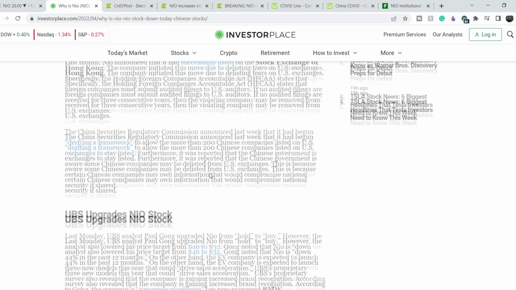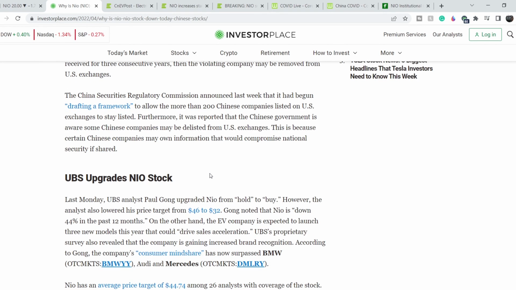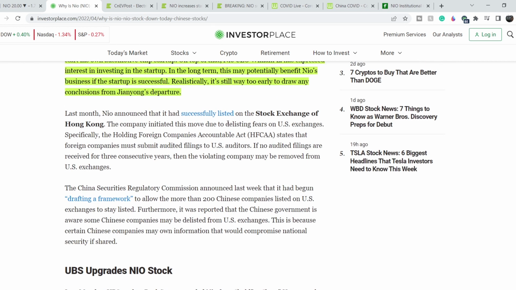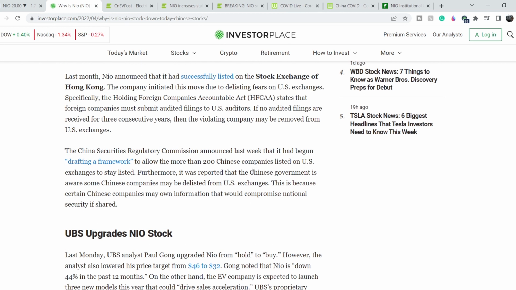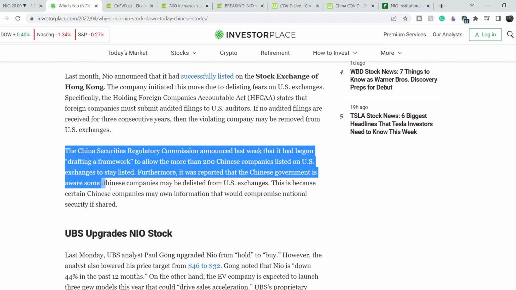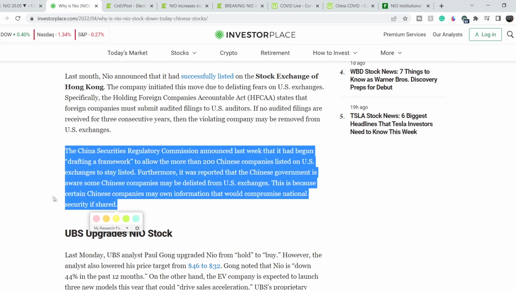Let me quote you further from this article, and I have to say that this article is pretty much bullish. We all know that NIO recently was successfully listed on Hong Kong Stock Exchange. On top of that, the main positive news that I covered in my previous video is summarized right here. The China Securities Regulatory Commission announced last week that it had begun drafting a framework to allow the more than 200 Chinese companies listed on US exchanges to stay listed.